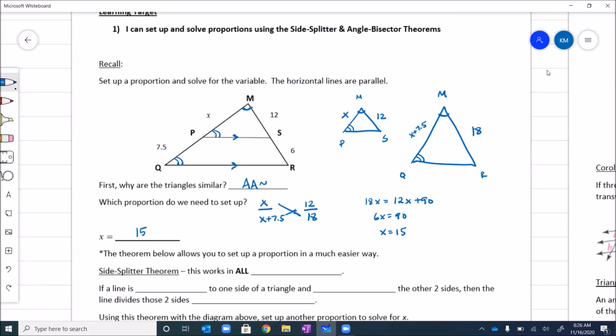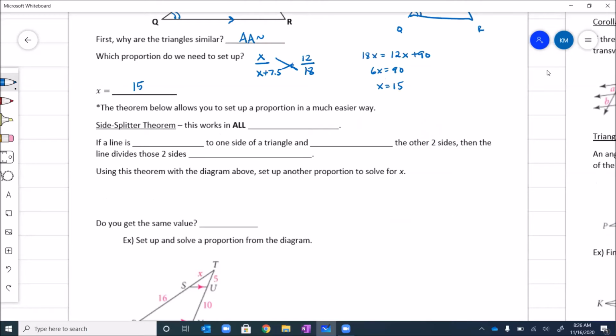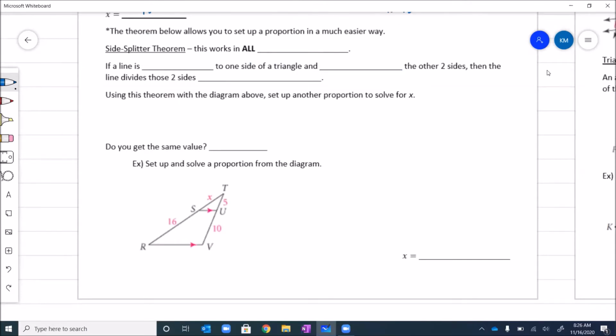All right. We're going to talk about a theorem today that lets us do this with a few steps less. The theorem below allows you to set up a proportion in a much easier way, and this is called the side splitter theorem. And this works in all triangles. The side splitter theorem says if a line is parallel to one side and intersects the other two sides of a triangle, then the line divides those two sides proportionally.